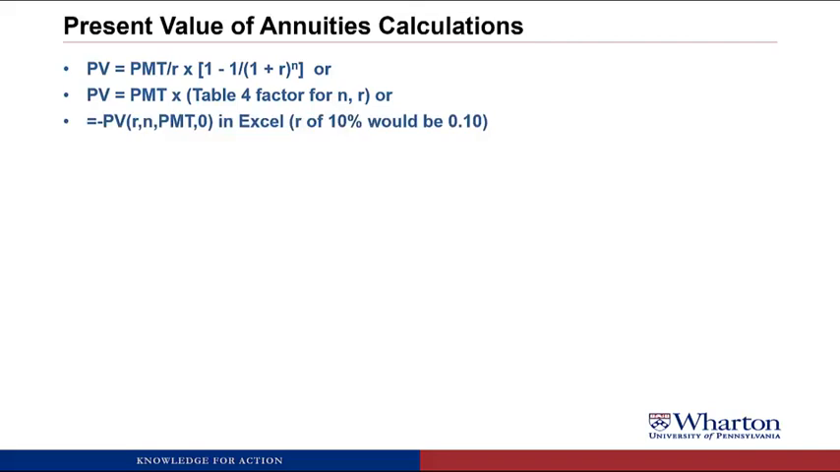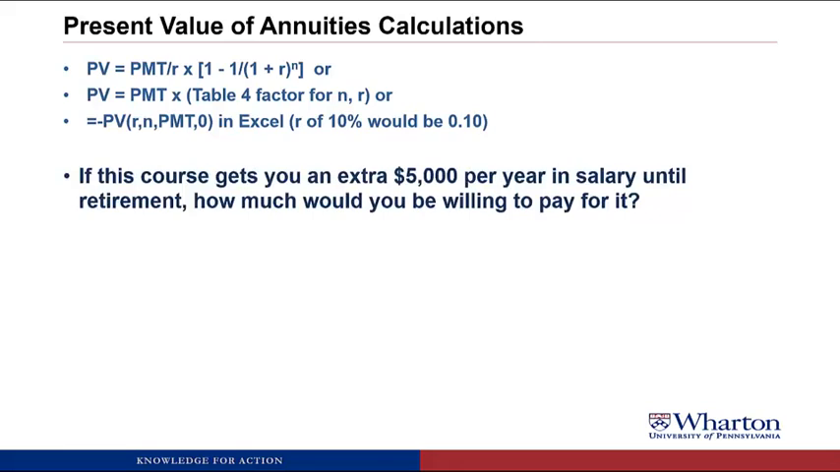Or we're going to use that same Excel function, PV. Instead of having payment 0, this time we're going to put in a number and we'll set future value to 0, and we'll find out that Excel can kick out the present value of the annuity. So I'll show you both ways to do it. So here's the first question we're going to look at. If this course gets you an extra $5,000 per year in salary until retirement, so basically everything that you learn in this course, you will go and apply that on your job and you get paid an extra $5,000 than you would have otherwise, how much would you have been willing to pay for that?